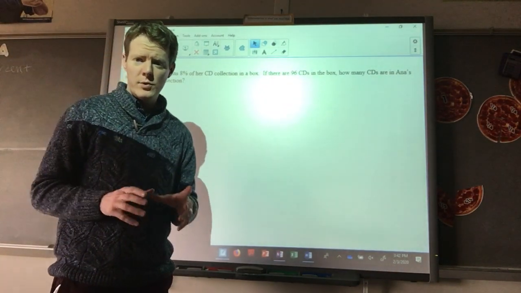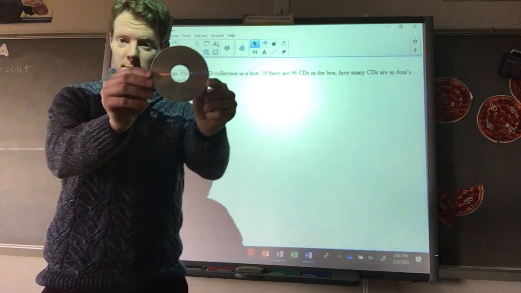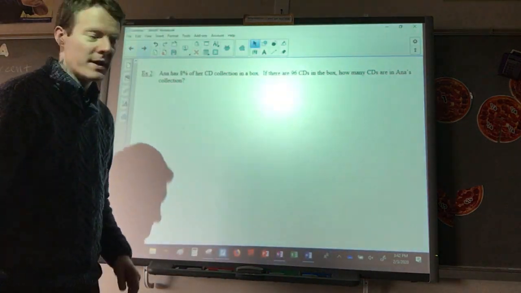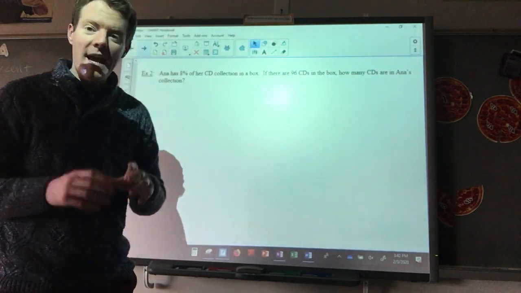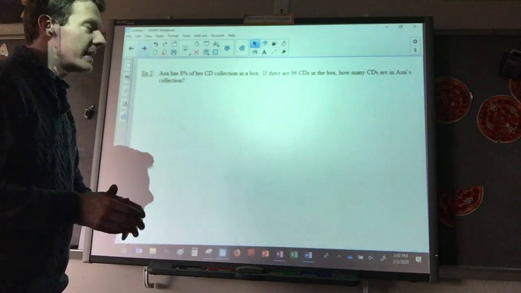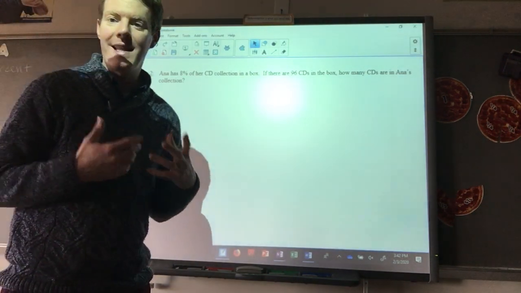Now, example 2 is talking about CDs. I don't know if you guys know what CDs are, but they're these compact disc things that nobody ever uses anymore. But it says that Anna has 8% of her CD collection in a box, and that there's 96 CDs in the box, and then it's asking how many CDs are in her collection.